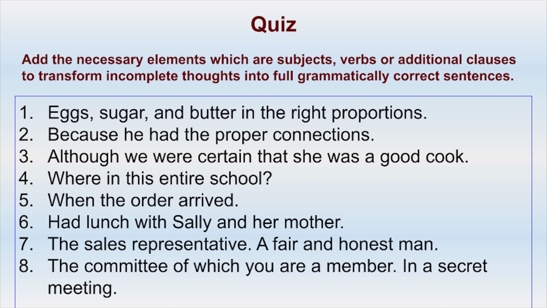Number 6, had lunch with Sally and her mother. Number 7, the sales representative, a fair and honest man. And number 8, the committee of which you are a member, in a secret meeting.